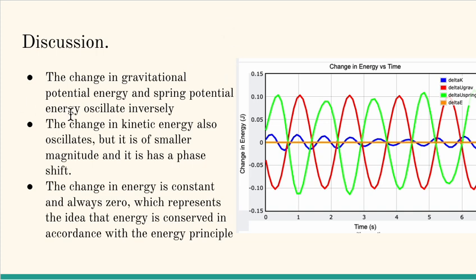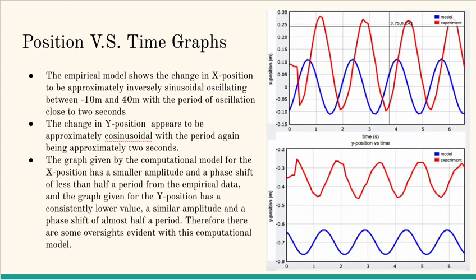So the change in gravitational potential energy and spring potential energy oscillate inversely. The change in kinetic energy also oscillates, but it's of smaller magnitude and it has a phase shift. The change in energy is constant and always 0, which represents the idea that energy is conserved in accordance with the energy principle. We already discussed the differences between the empirical model and the theoretical model.